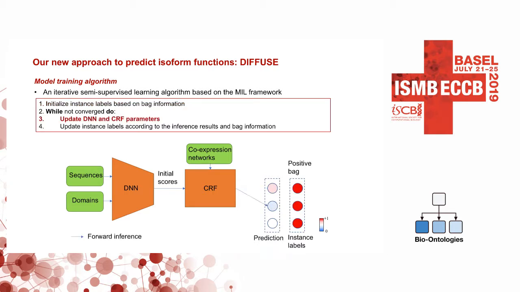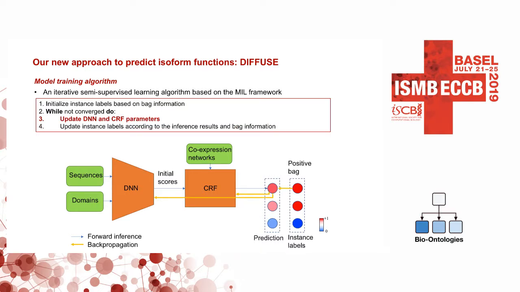Then after making the prediction for each isoform, we can compute the loss using the current labels and update the model parameters of the DNN and the CRF using the common gradient methods. Then we fix model parameters and make inference for each instance again. And according to the inference results, we update instance labels under the MIL constraints by making sure that there's at least one positive instance in the positive bag and keep the instance labels in negative bags unchanged because they are always negative.